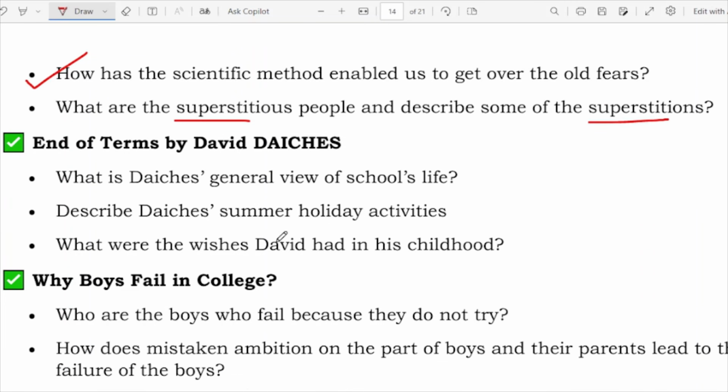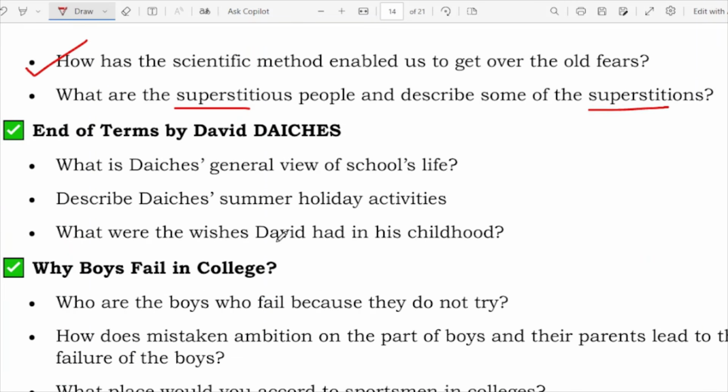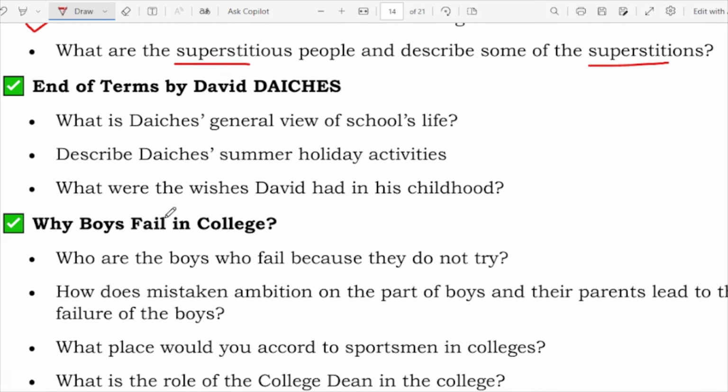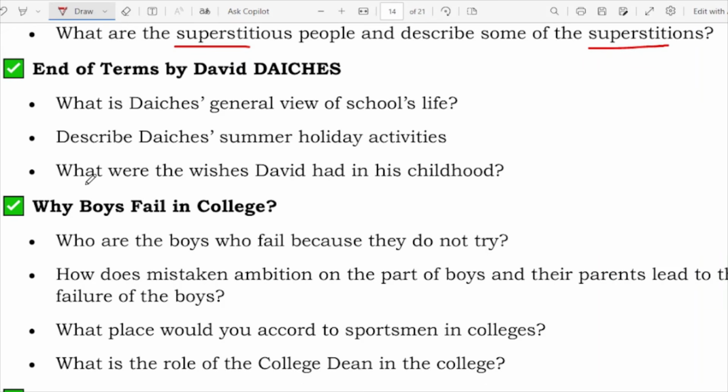End of Term by David H. Important questions. What is Deche's general view of school life? Describe Deche's summer holiday activities. What were the wishes David had in his childhood but didn't fulfill? Why do boys fail in college?